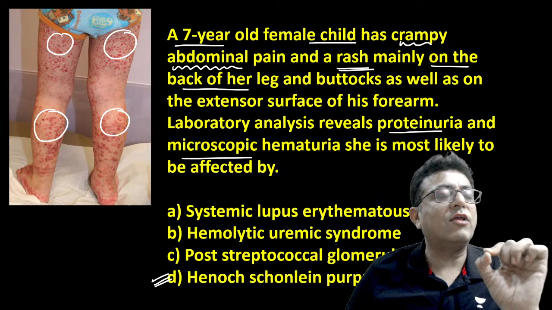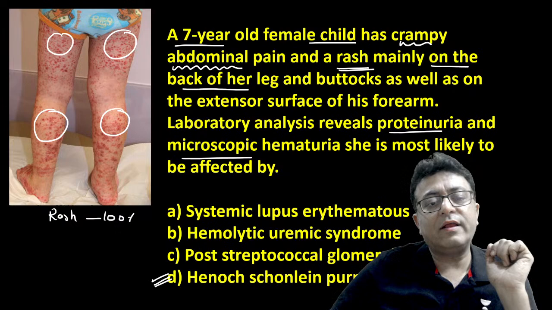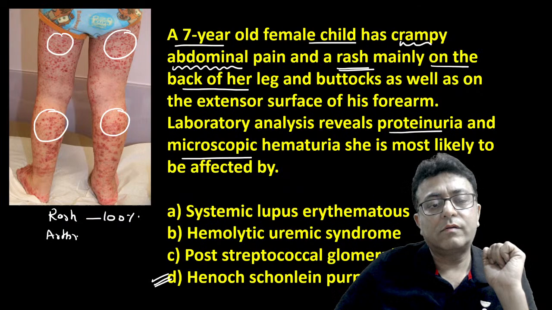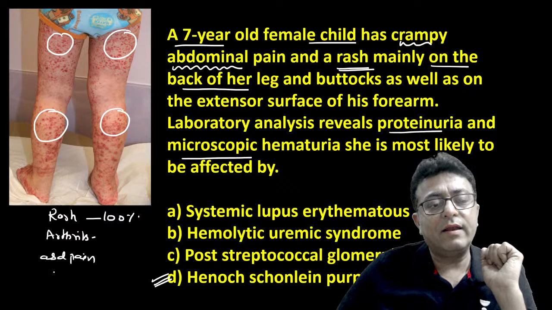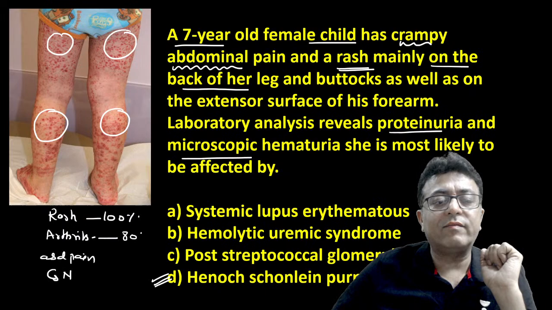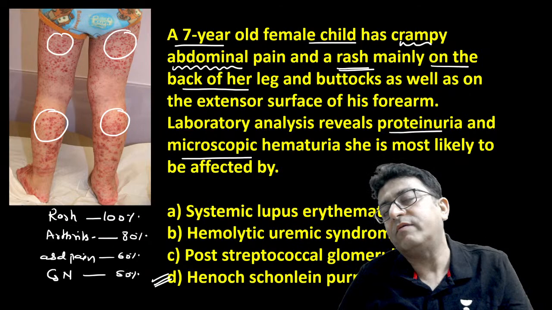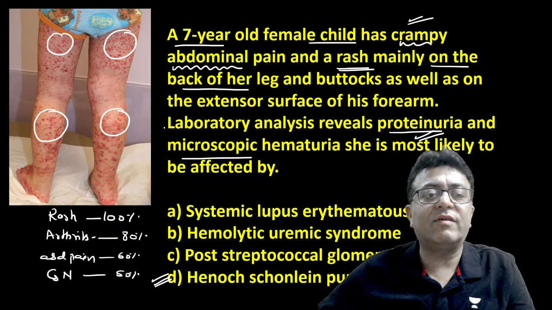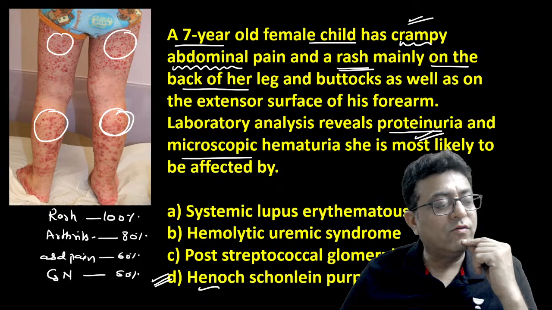Henoch-Schonlein purpura is characterized by four features. Number one, rash, which is present in 100% of patients. Then arthritis, then abdominal pain, and then glomerulonephritis. Arthritis is present in 80%, abdominal pain in 60%, and glomerulonephritis in 50%. In our patient, pain abdomen is there, glomerulonephritis is there, and rash is there. It is Henoch-Schonlein purpura.